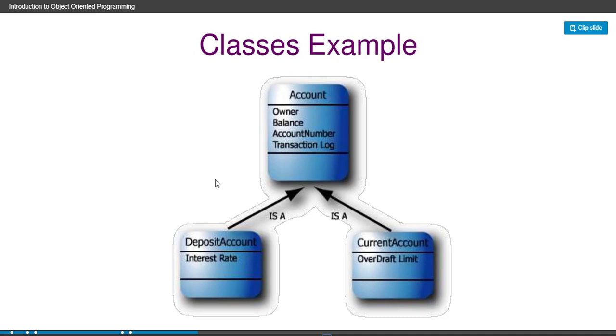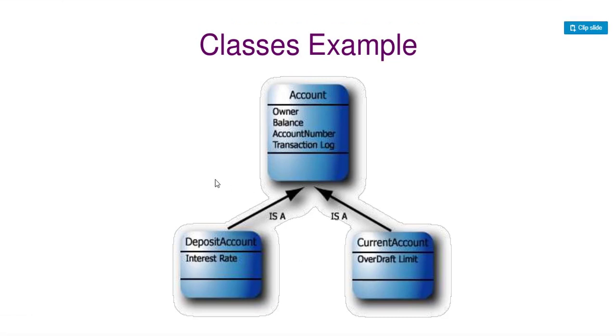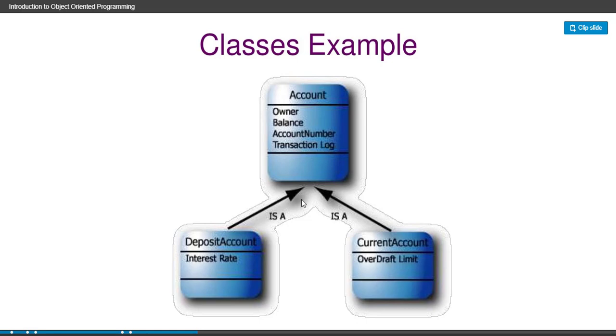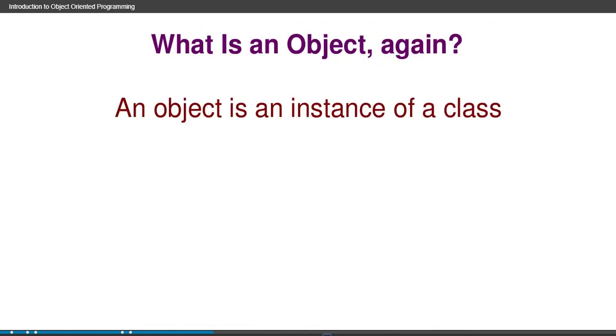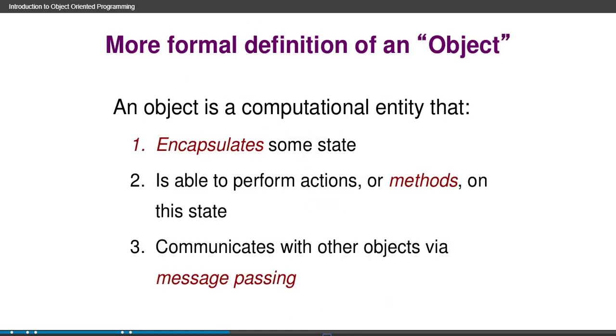A class could be more specific, like an account is a generic thing, but a deposit account is a specific or specialized version of that particular account, and current account is also specific. So deposit account is an account and current account is an account. Almost everything in the world can be represented as an object: a flower, a tree, an animal, a student, a professor. An object is an instance of a class. We have already studied this.